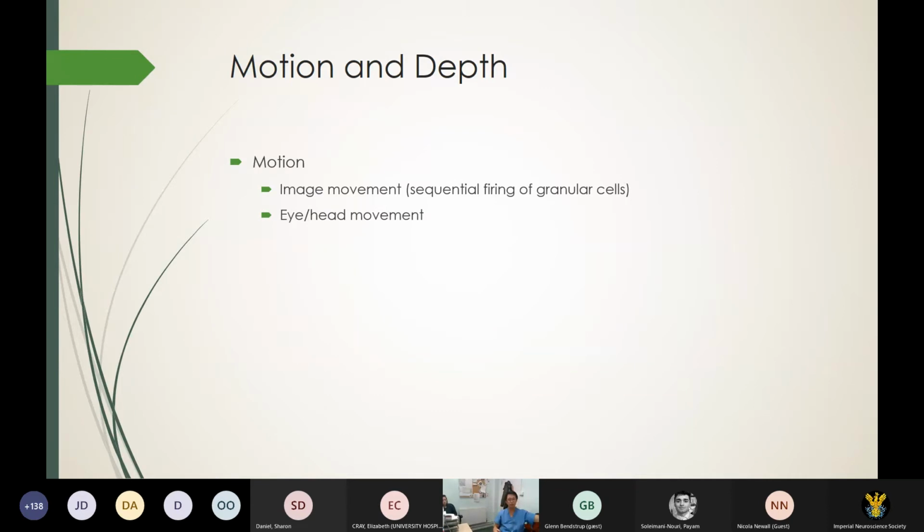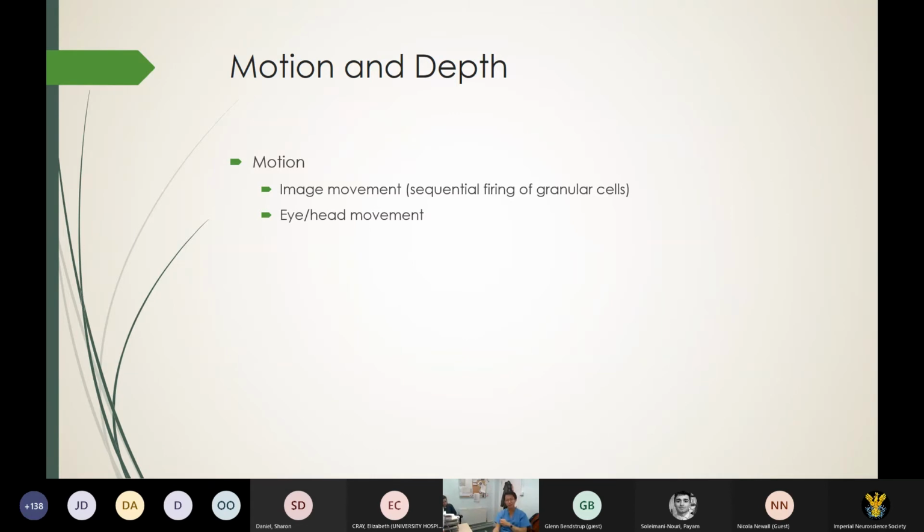If your torch is constantly moving, then you have ganglion cells firing initially on, say, the right side of your retina, and then as it moves towards the other side, those cells will stop firing, and then the next set of cells will start firing. And it's that sequential firing of ganglion cells that will tell the brain that this light source is moving, and that's how you detect an image is moving.